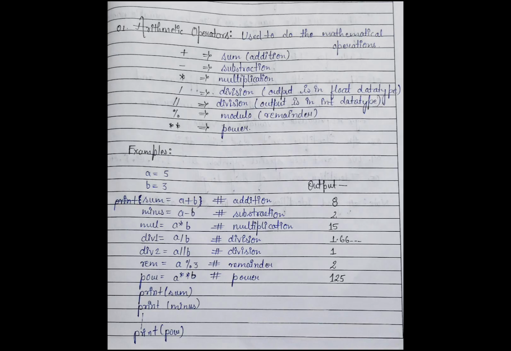And similarly for minus, that is subtraction, and multiplication, every output is on the right side of the code, and you can see the division in div1. I have used only one forward slash, so the output is 1.66, which is a float data type. And when I have used the double slash, then the output is an integer data type. This is the main difference in using the forward slash or the double slash, while both perform the same task.